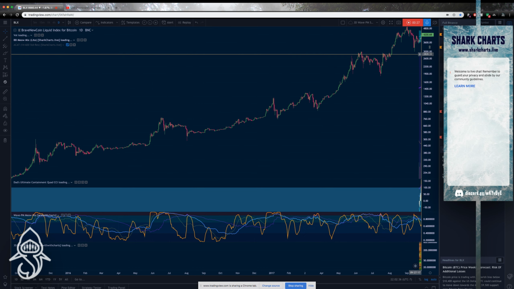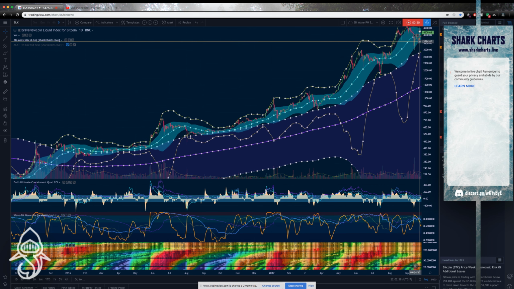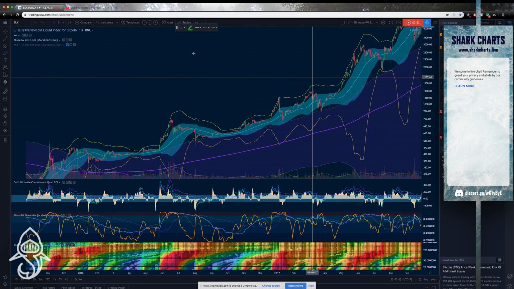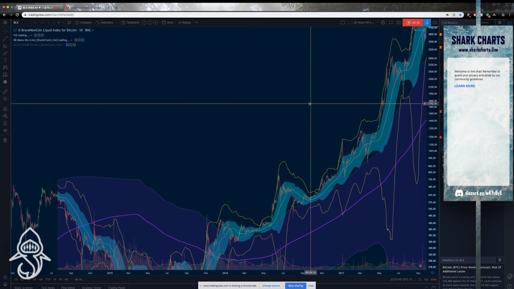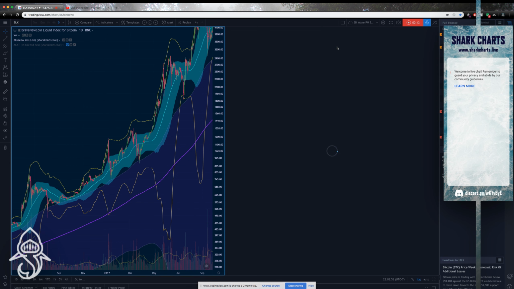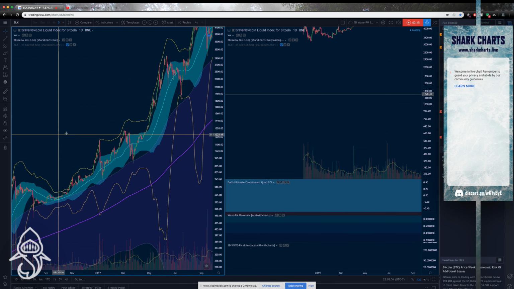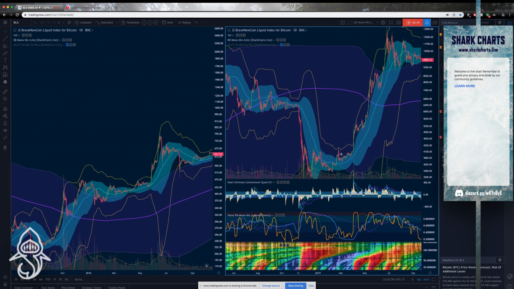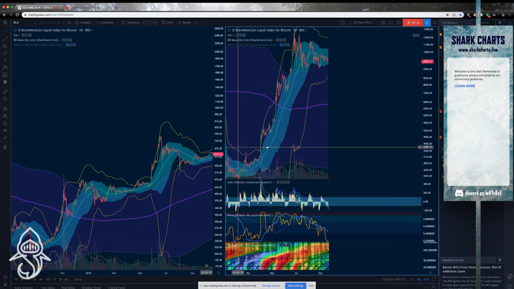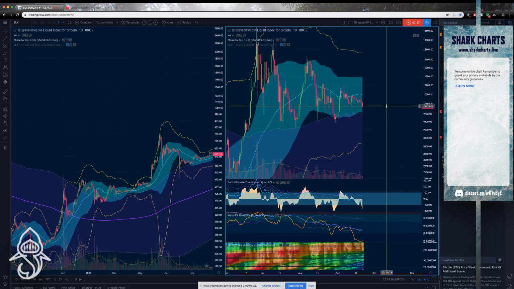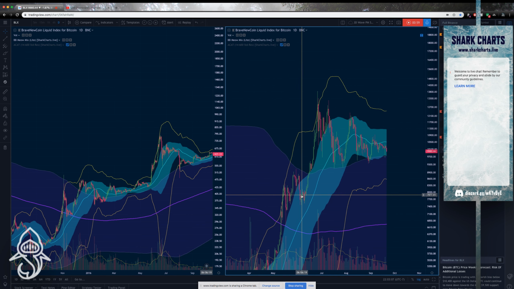But in the previous bull run, we had 11 tests of that same support. Goodness gracious, let's just take a look at this. Changing the time frame wouldn't help, so let's just do 2 charts. All right, so what I'm particularly interested in is this. So in both of these scenarios, whoa, Nelly, there we go.